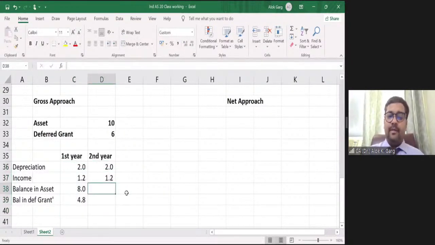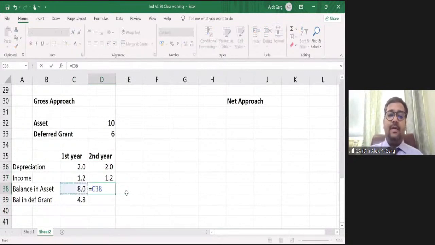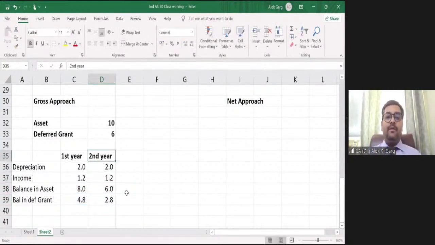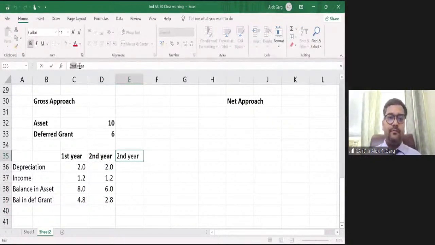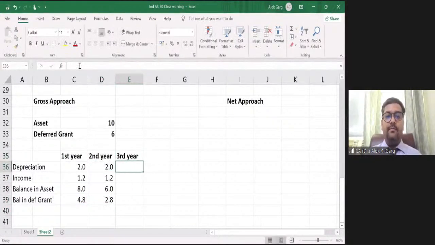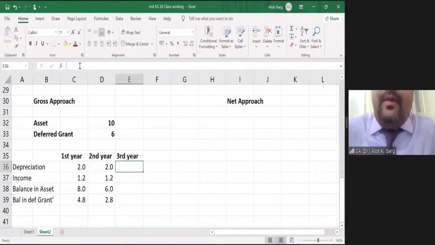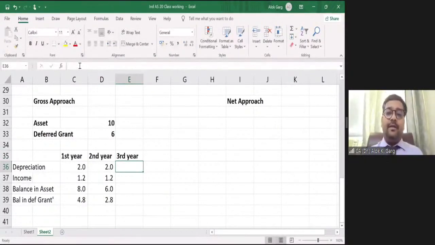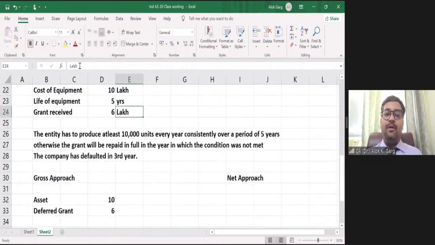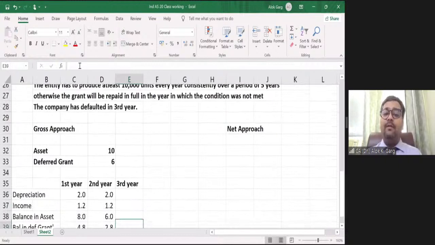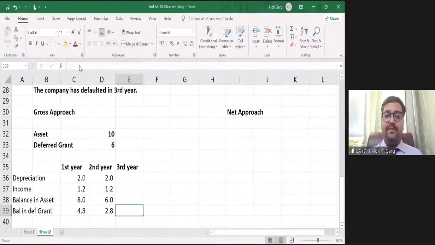In the second year, the balance in the asset account is 8 minus 2, and the balance in the grant account is 4.8 minus 2. Now we have to discuss the third year. But friends, when we reach the third year, there is a default in the condition of output, and this grant has to be payable in full. 6 lakh rupees has to be paid.